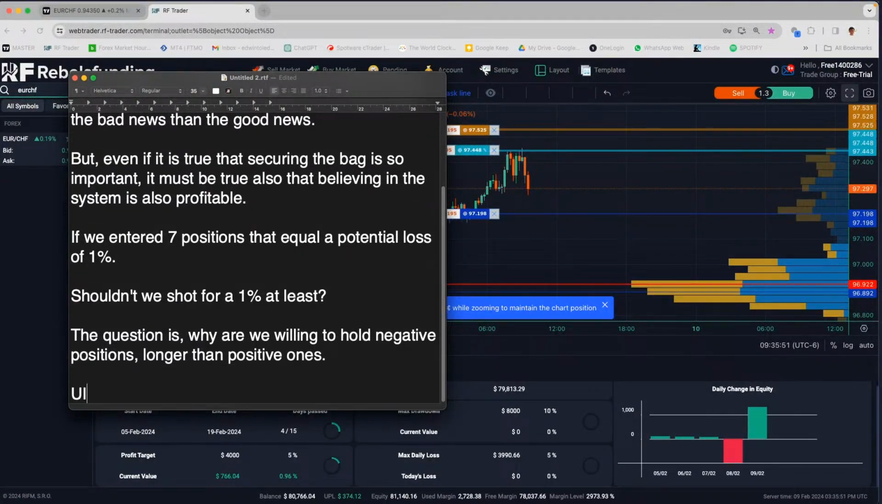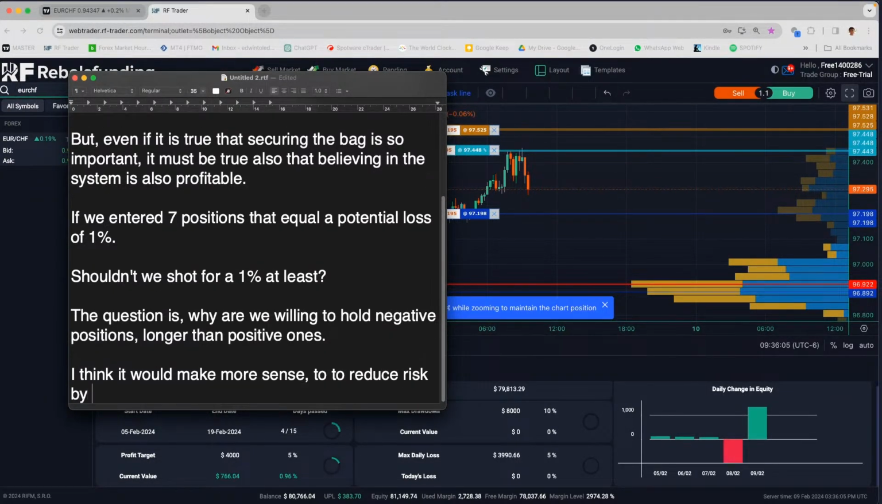I think it would make more sense to reduce risk by 1% of the trades, by 0.5%, by 50% of the trades that hit TP1, and let things run.